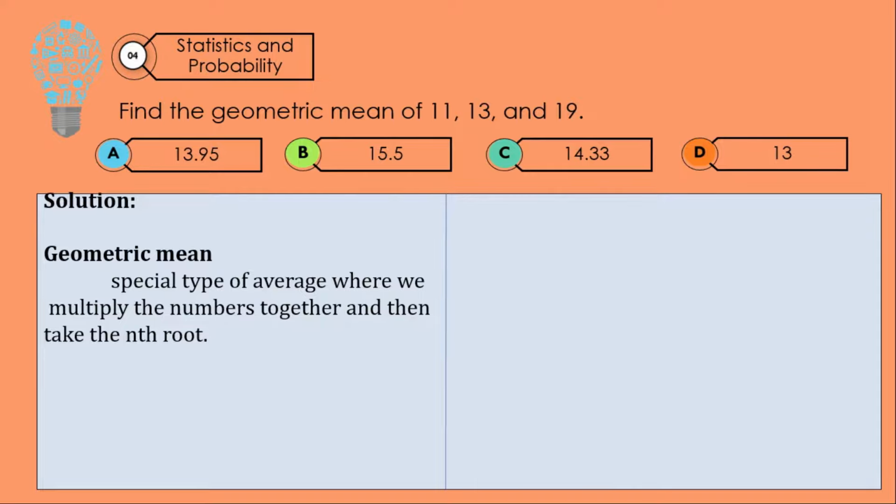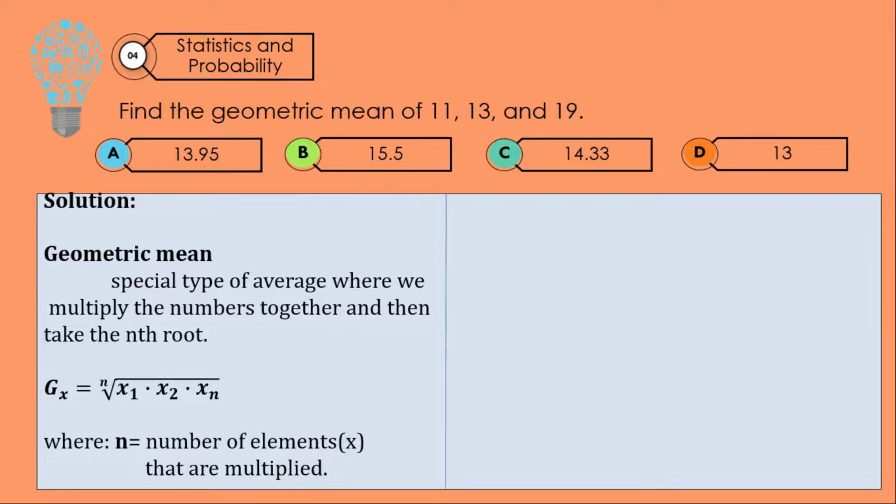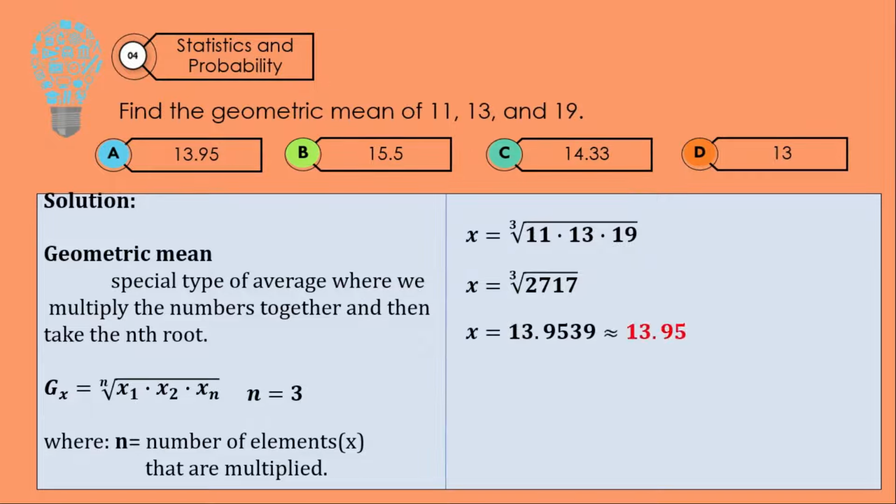Now to find the geometric mean of dataset X, let's use this formula, where n is equal to the number of elements that are multiplied. In this dataset, we have 3 elements, thus n is equal to 3. Now let's solve the problem. We have here cube root of 11 times 13 times 19. Let's multiply the elements. We have 2,717. Now get their cube roots. Since our n is 3, we'll have 13.9539 or approximately 13.95. So our answer in this problem is letter A.